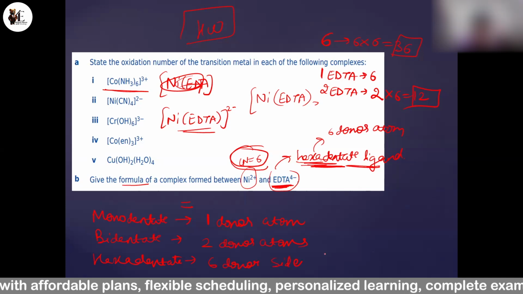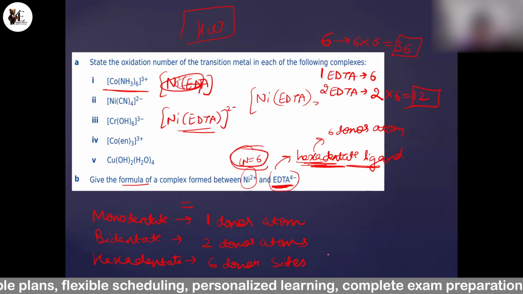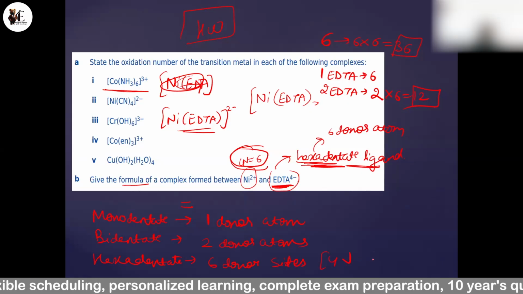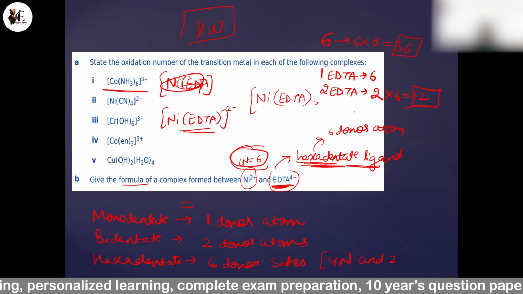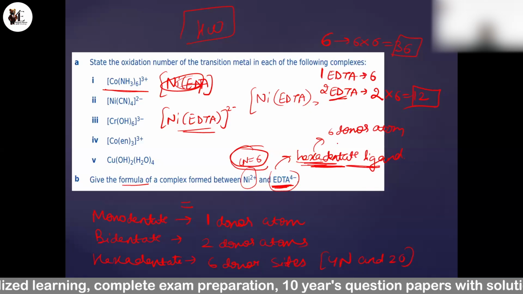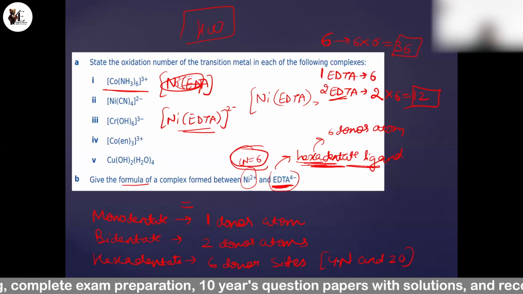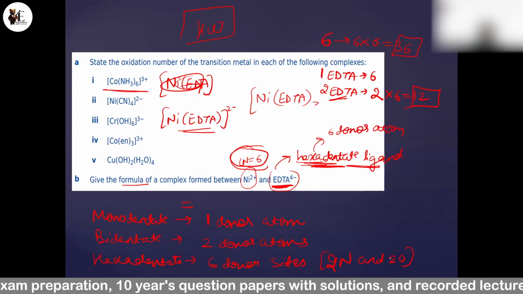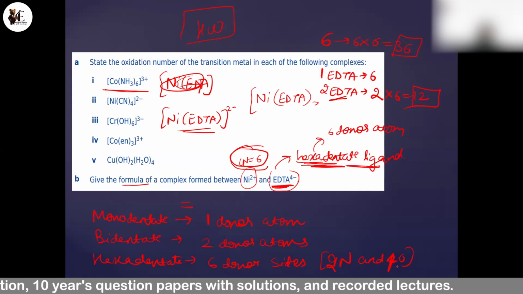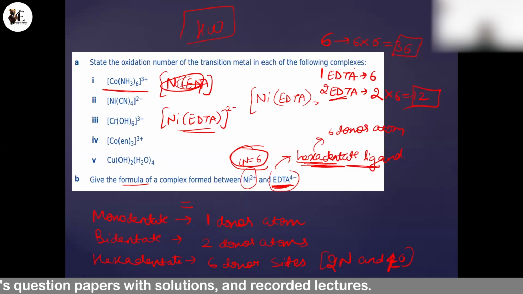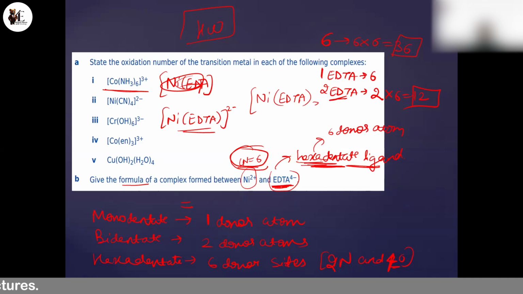How do you know it's hexadentate? In the next slide, I will tell you the structure of EDTA, so that you can easily know how it is 6. It is 2 nitrogen and 4 oxygen, so it is 6 donor sites. So how do I find it? As I am telling, the maximum coordination number we have studied is 6. Either it is 6 or it is 4. So it should be only one EDTA complex, because one EDTA means 6 donor atoms. Clear?